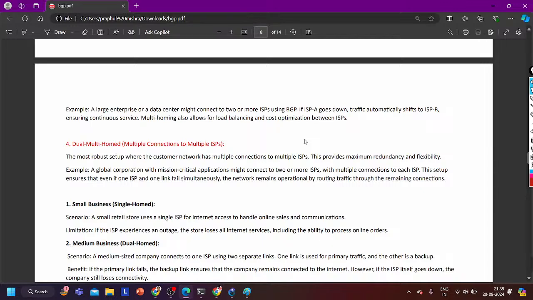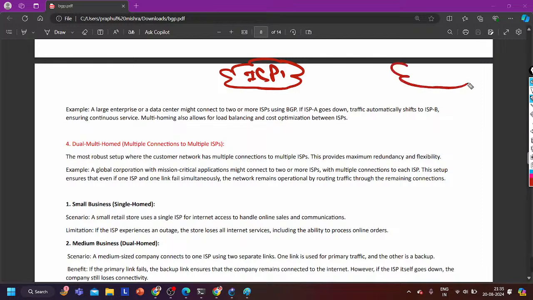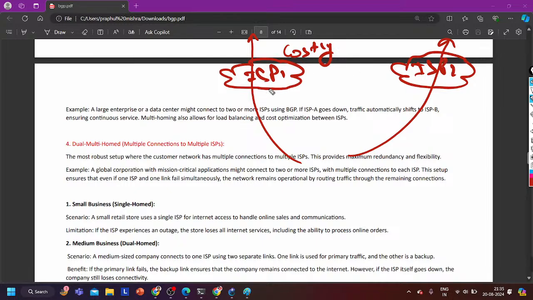Cost optimization between ISPs means, guys, let's say I have connectivity from 2 different ISPs. ISP1 is more reliable and has more bandwidth as compared to ISP2. But ISP1 is very costly and ISP2 is much cheaper. So with the help of BGP, we can forward only critical traffic towards ISP1, and all the rest of the traffic towards ISP2. So we purchase less bandwidth from ISP1 and more bandwidth from ISP2.